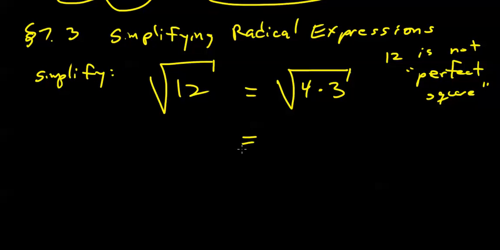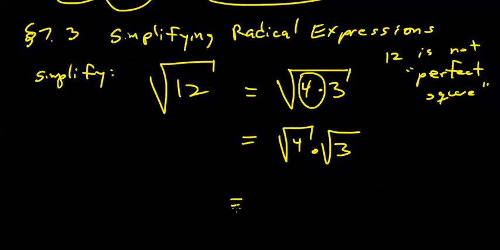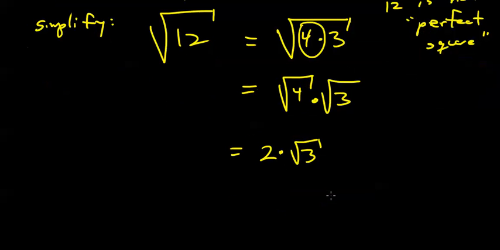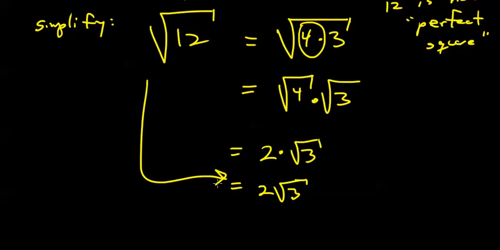I think we've all played this game before. I can break up 12 as 4 times 3, and I do that because 4 is a perfect square. As you might have guessed, we can break up a root sign over a product and multiply the results. The root of a product is the product of the individual roots. The square root of 4, of course, is 2. The square root of 3 is just the square root of 3. Can't really simplify that any further. So my final answer would be 2 times the square root of 3, or what some people say, 2 root 3. Remember, there's an implied multiplication here. We call this simplified radical form.